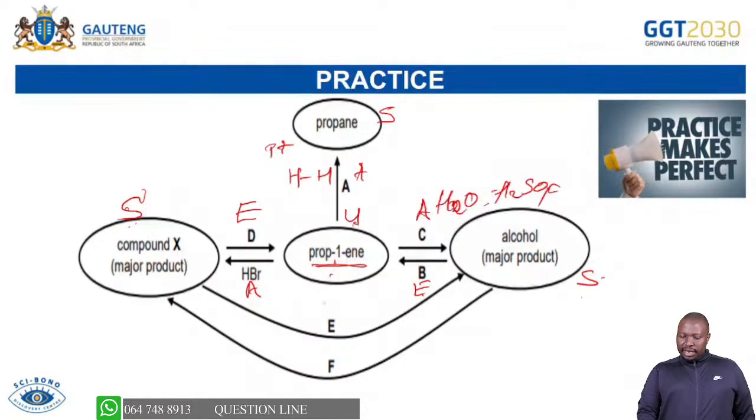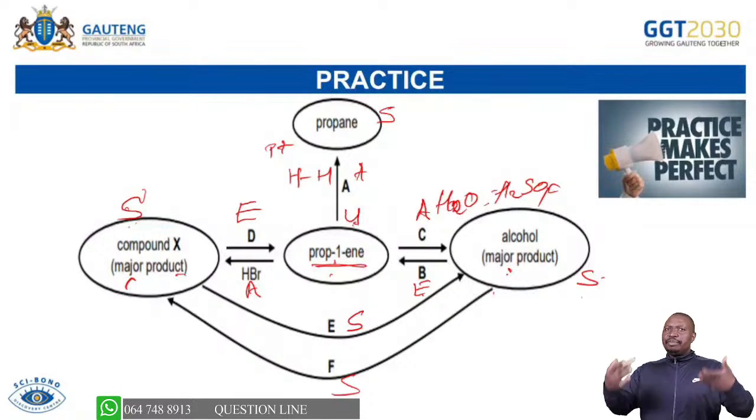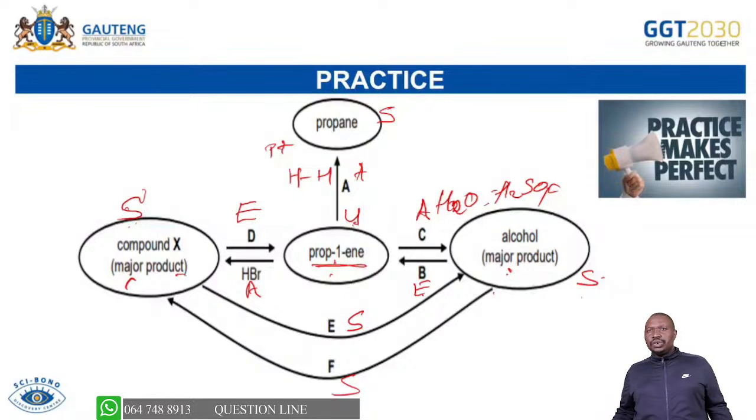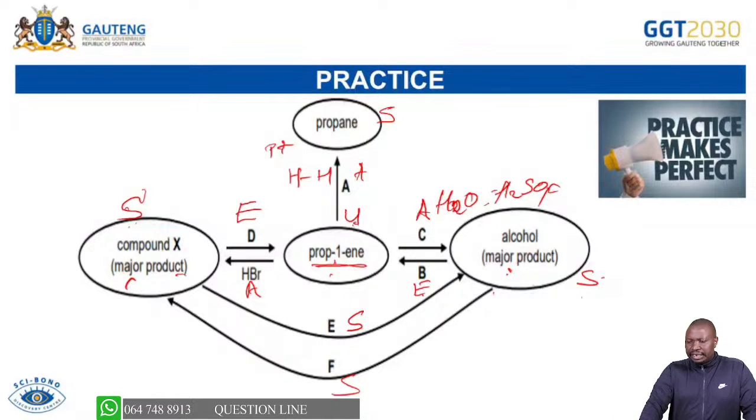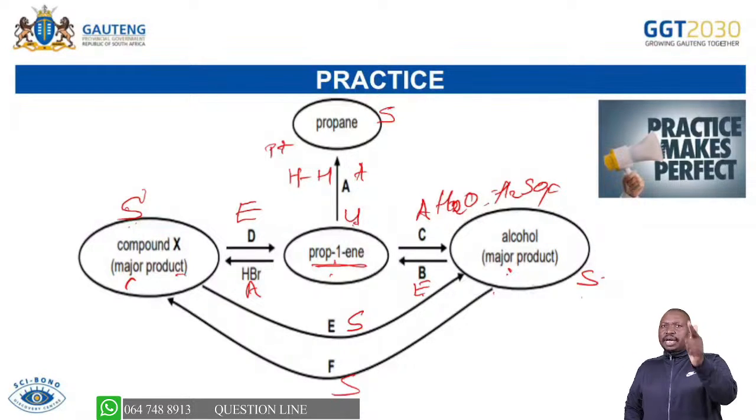Now for number E, saturated forming saturated, you know that is substitution. Number F, saturated forming saturated, that is substitution. Then you just check what type of substitution and the reaction condition as we have done in the previous slide. So I'm hoping this will help you as you prepare, so that you check USA: unsaturated forming saturated is addition, saturated forming unsaturated is elimination, and saturated remaining saturated is substitution. I hope you got that correct.